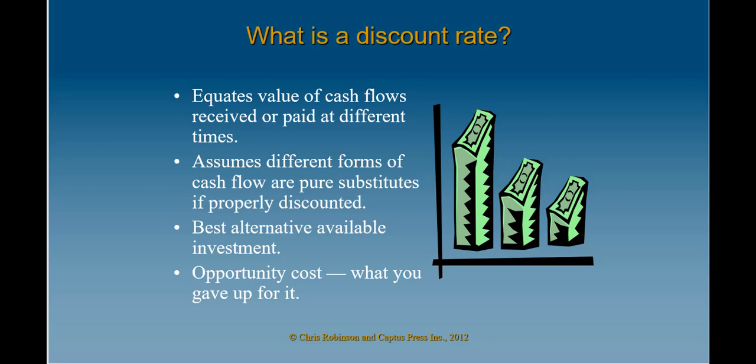So for example, if I have an investment that is offering me 8%, but there's another investment that I could maybe do that's worth 10%, and I do the 8% and not the 10%, then the opportunity cost would be the 10%. That's what I gave up, okay?